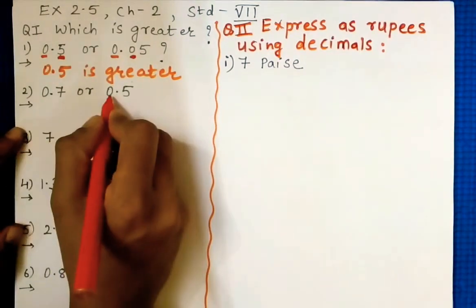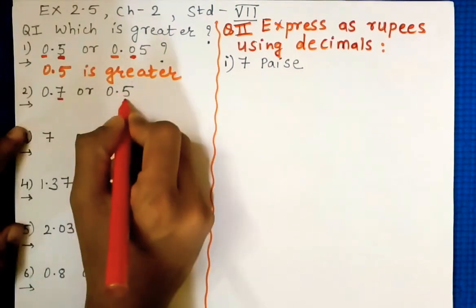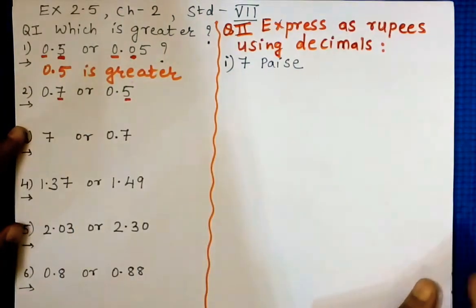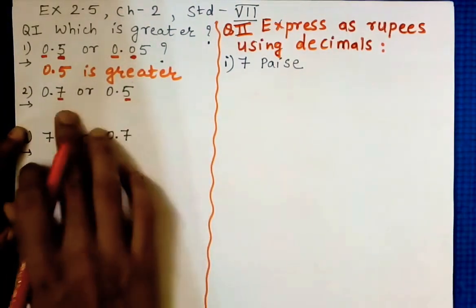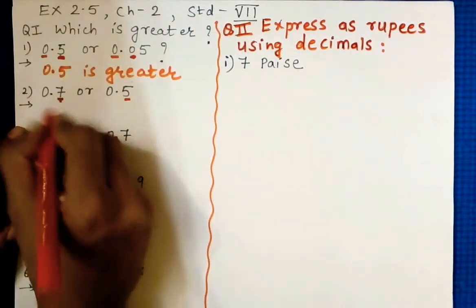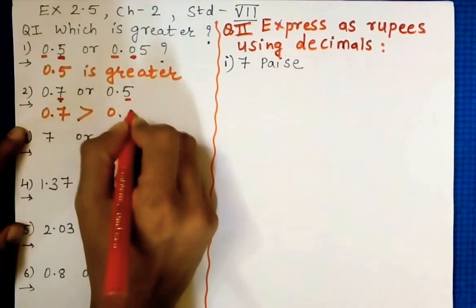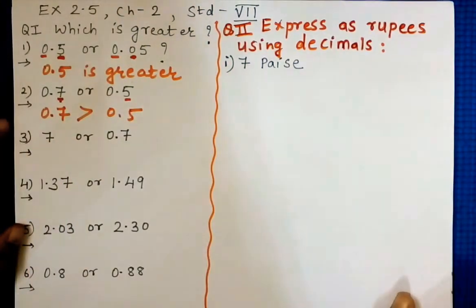Here also 0, here also 0. So now we will see the second digit. Second digit here is 7 and here is 5. So who is greater? 7 or 5? Obviously 7 is greater, means 0.7 is greater. So 0.7 is greater than 0.5. So this is our second answer.